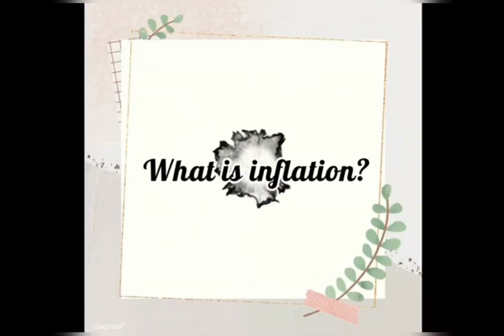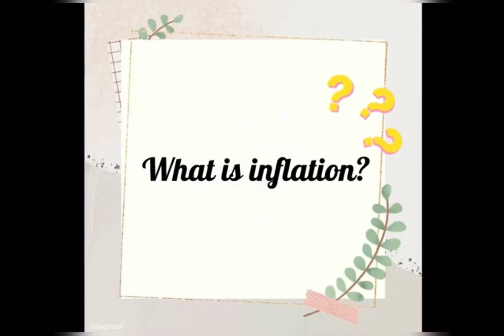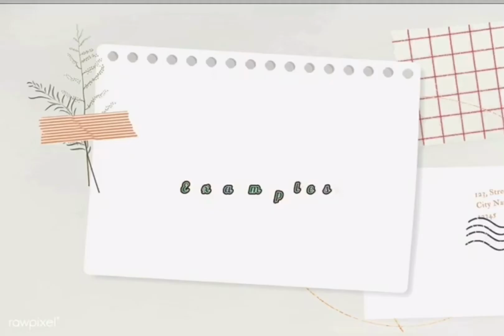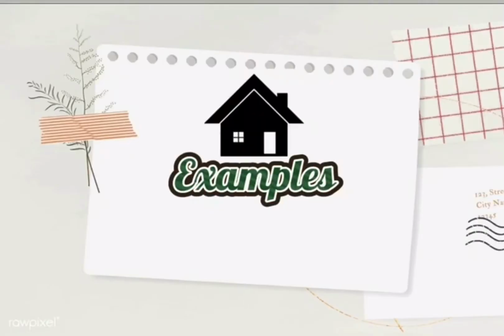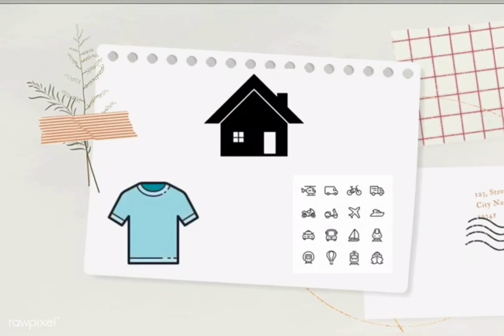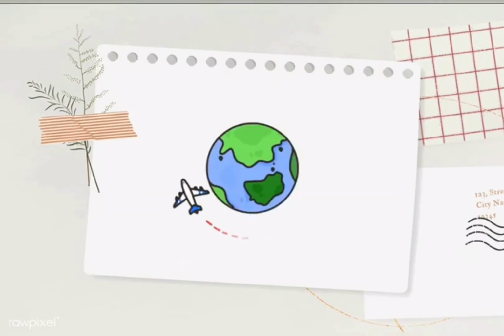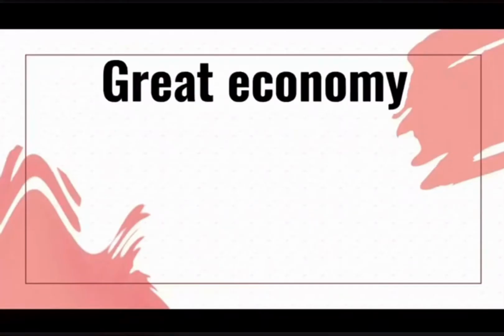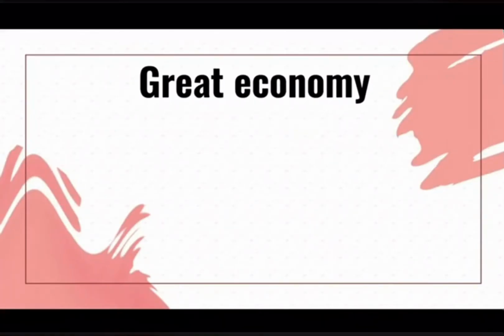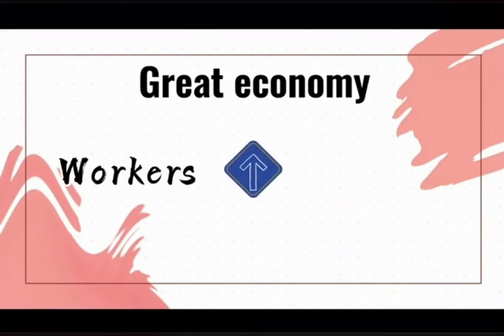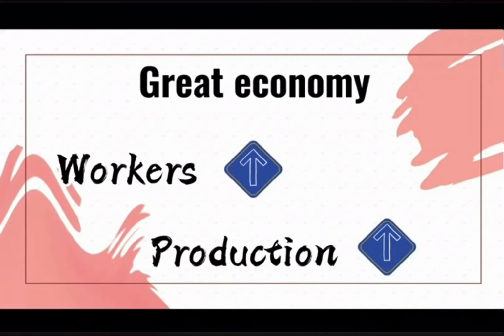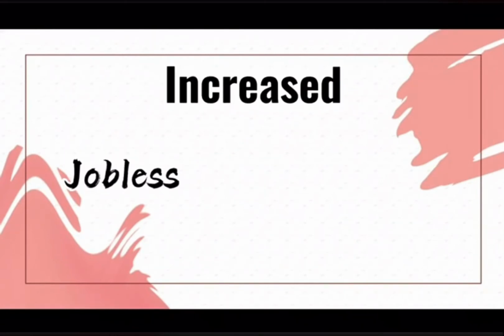What is inflation? Inflation is the increase in the general price level, either in goods or services. For example, the price of houses, clothes, transportation, and many more. It happens from time to time. To explain further, when the economy is great, companies will hire many workers to increase the production level. Besides, when the economy is growing, low unemployment will go along with high inflation.